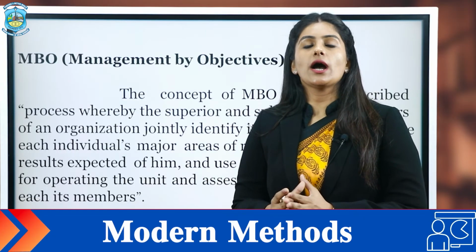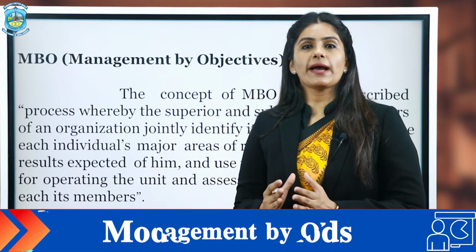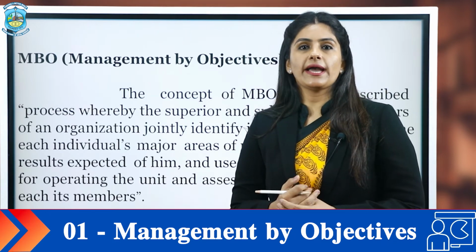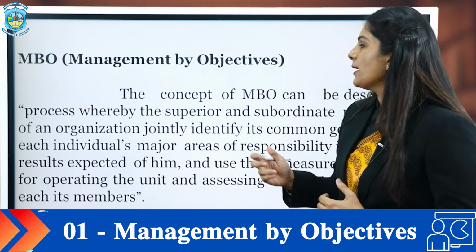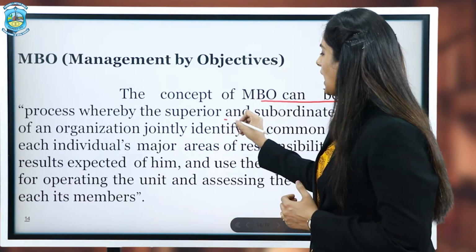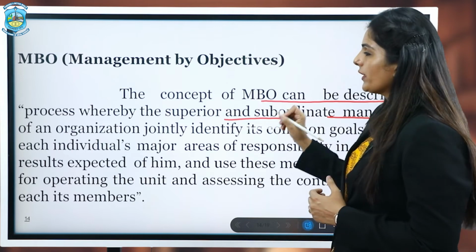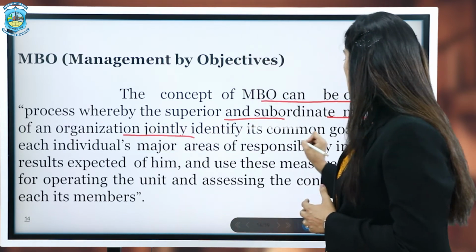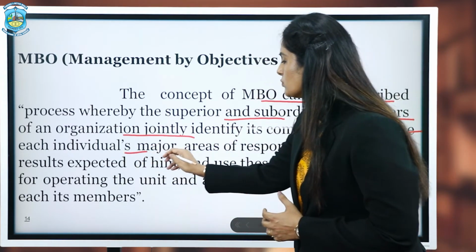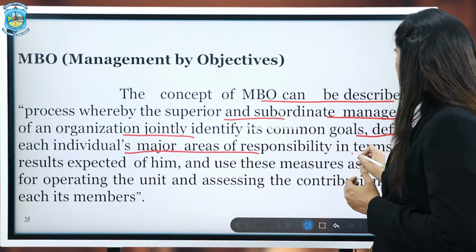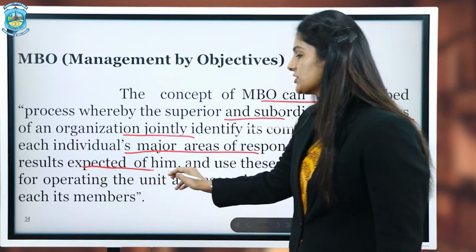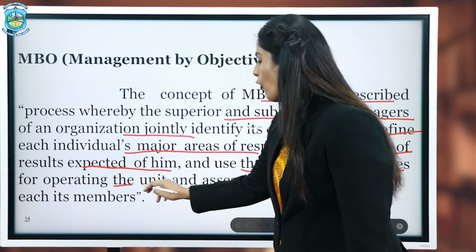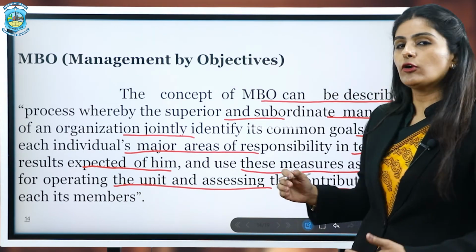So let us move on to a modern method of performance appraisal, that is management by objective, which is also known as MBO. This concept was given by Peter Drucker. Through this method, the goals are identified and jointly defined by the superiors and the subordinate managers of an organization, where they define each individual's major area of responsibility in terms of the results which are expected of them. And then these are used to measure the performance of the employees and to assess the contribution of each of its members.